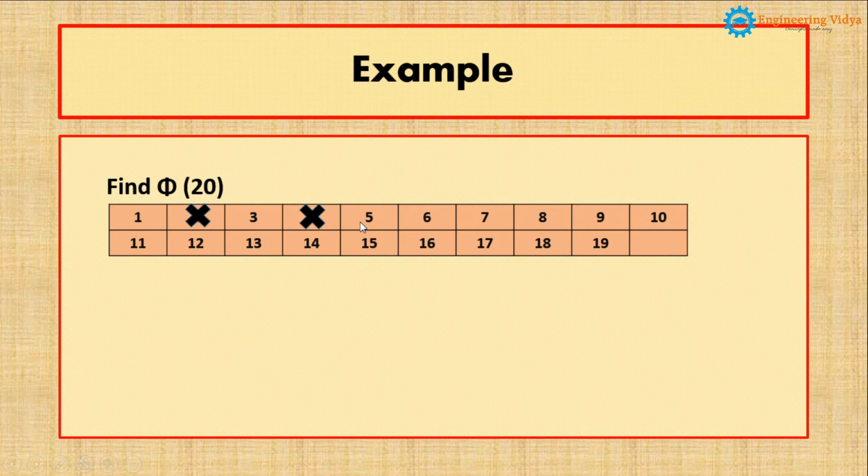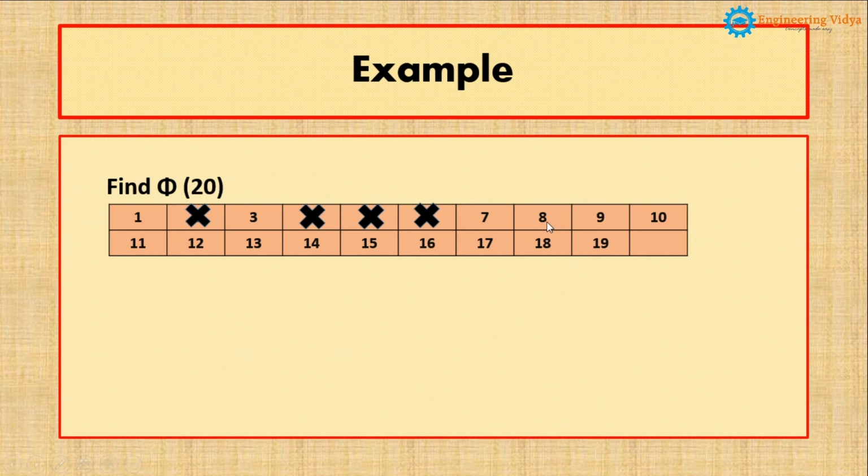Now check for 5. Since 5 itself can divide 20, 5 cannot be a relatively prime number, so it will be discarded. Now check for 6 and 20. 2 can divide 6 and 2 can divide 20, right? Hence we can say 6 and 20 are not relatively prime, so it will also be discarded. In 7 and 20, we don't have any other number that can divide 7 and 20, right? So it will be accepted.